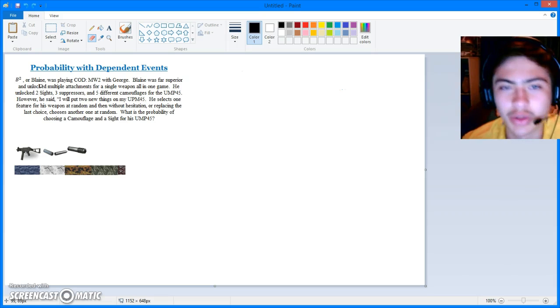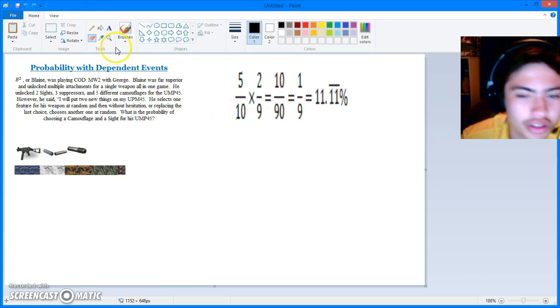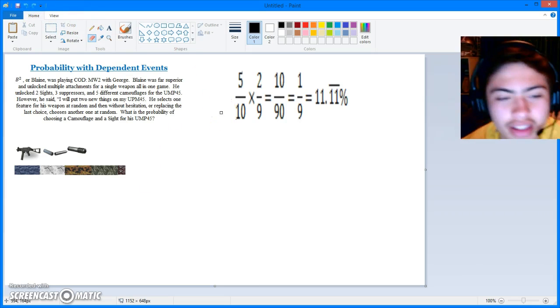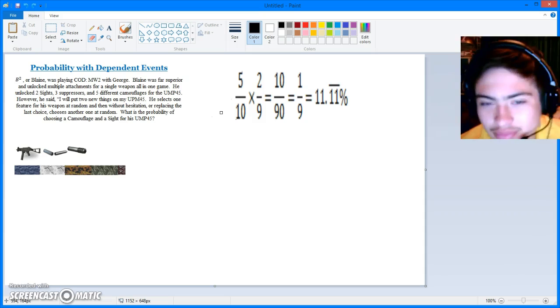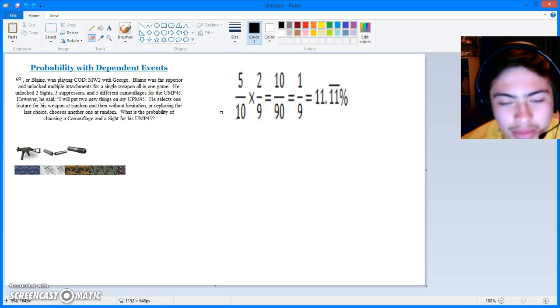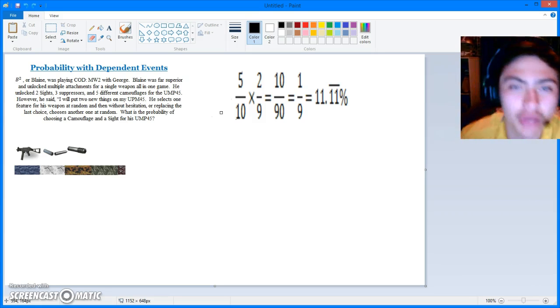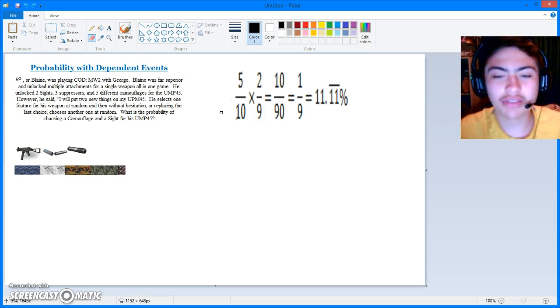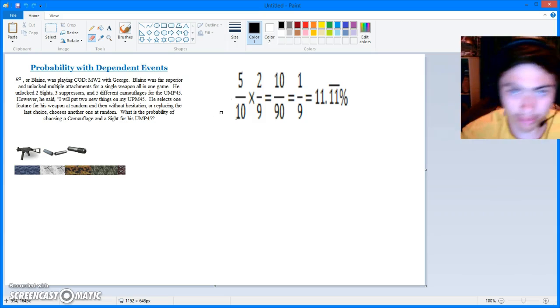Okay, so hopefully you did get the equation correct. The equation that you should have gotten should look something like this. I might have gone a little bit too fast, I'm sorry, but you can pause the video. So you have 5 over 10 times 2 ninths, which is equal to 10 over 90, which is equal to 1 ninth, which is equal to 11.11, with the ones going on forever, percent.